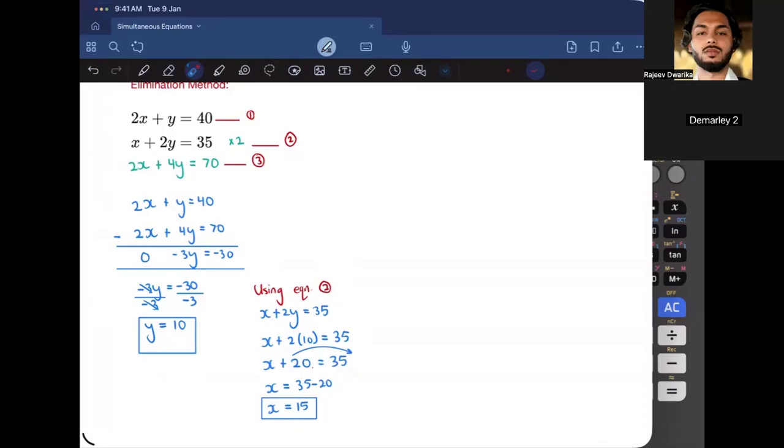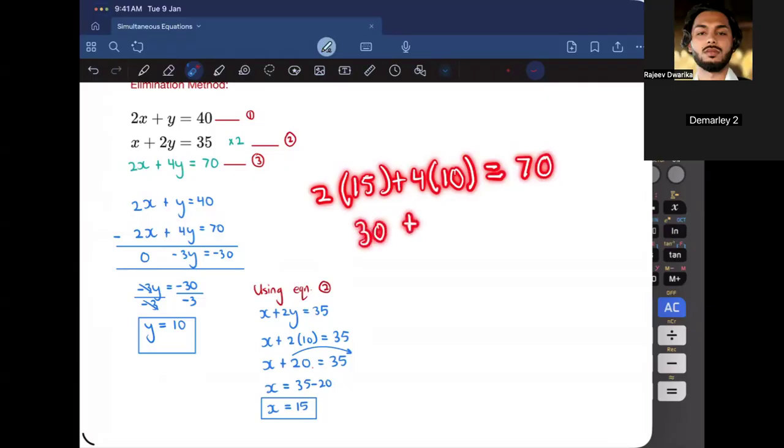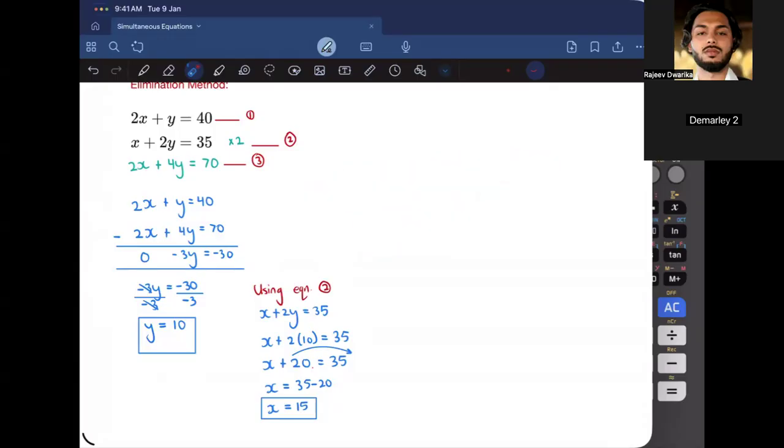Equation 3. Okay, the equation we came up with. So what was x? 15. What was y? 10. So if I'm correct, when I work that out, it's supposed to be equal to what? 70. Let's see. What is 2 times 15? 30. What is 4 times 10? 40. Will that give me back 70? Yes. So are we correct? Yes, we are.